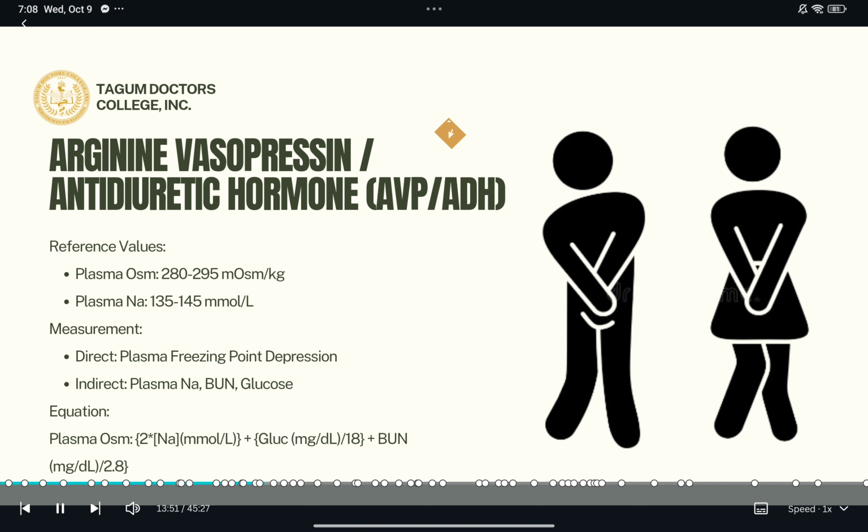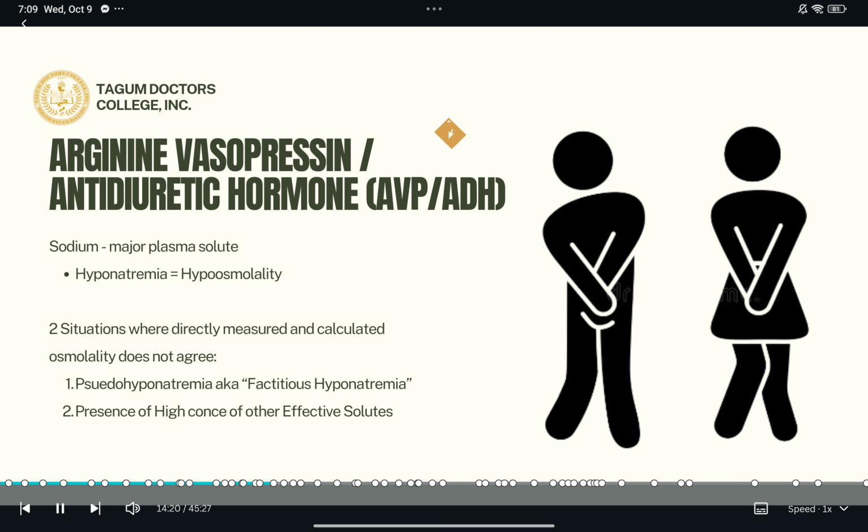Measurement of this, if direct, would be plasma freezing point depression, and if indirect, you can use plasma sodium, BUN, or glucose. And if we want to calculate the plasma osmolality, it would be 2 multiplied by the value of sodium, plus glucose divided by 18, plus the BUN divided by 2.8, which will give us the plasma osmolality. So sodium is considered the major plasma solute. Okay, if sodium in the blood is low, it could also be equivalent to hypoosmolality.